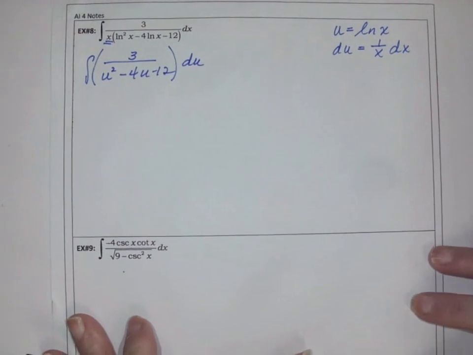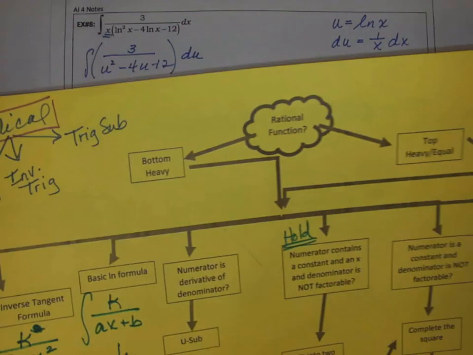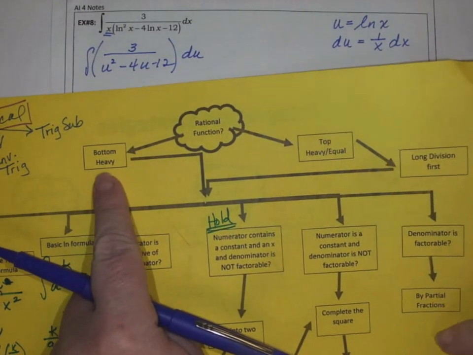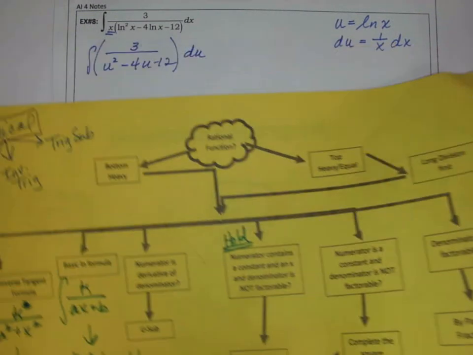Now, a lot of you guys want to jump straight to completing the square, but this one actually factors. So check for factoring first, okay? We have a rational function. It is bottom heavy, and the denominator is factorable. So we're going to use partial fractions.